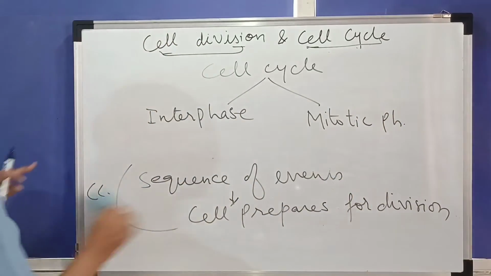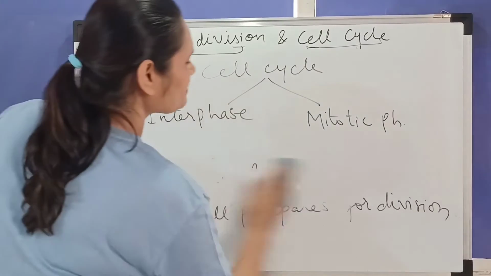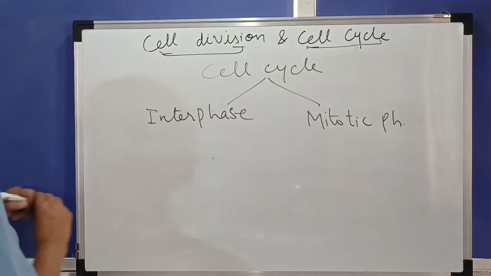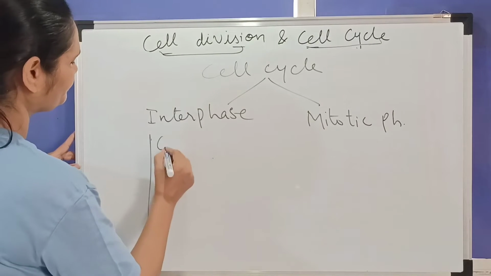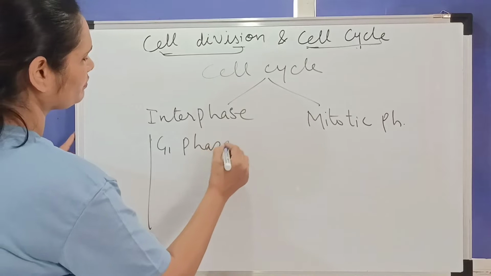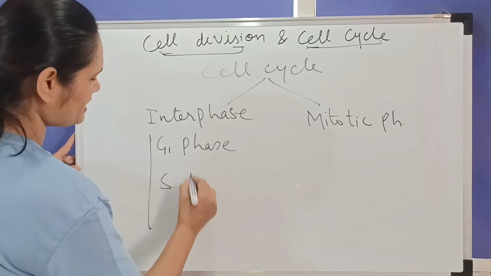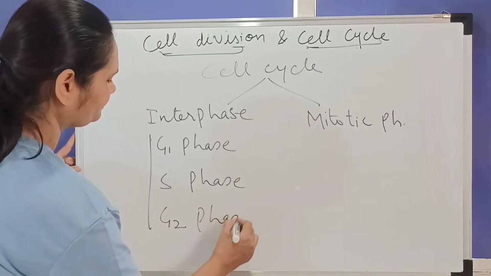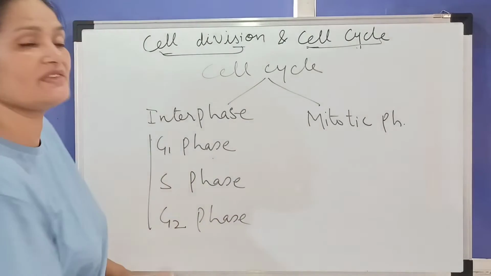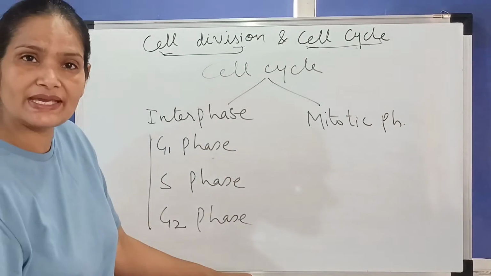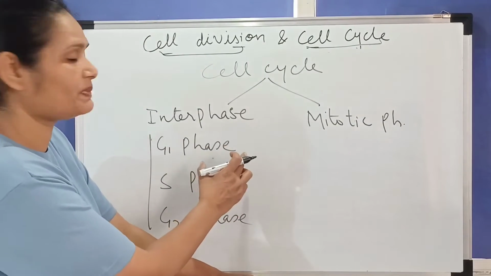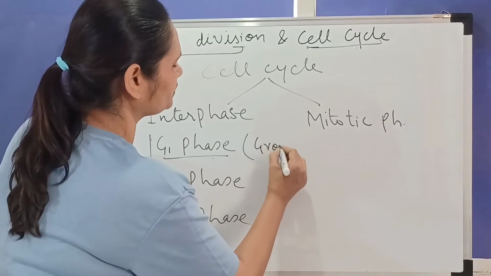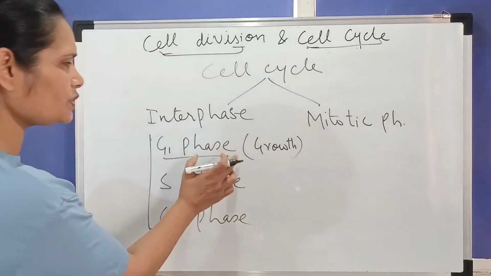Okay. Now interphase is again divided into three subparts. So what are the three subparts? Those three subparts are G1 phase, then S phase and G2 phase. Now what happens? In G1 phase, the cell grows in size and certain metabolic activities take place. So this is also called growth. G stands for growth. So this is growth 1 phase.